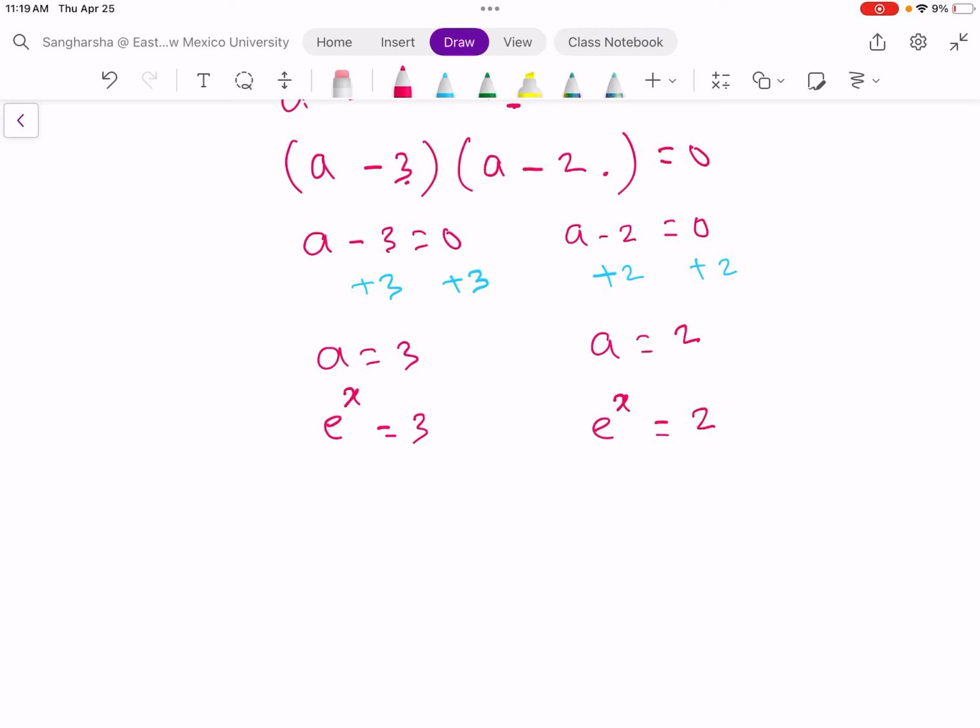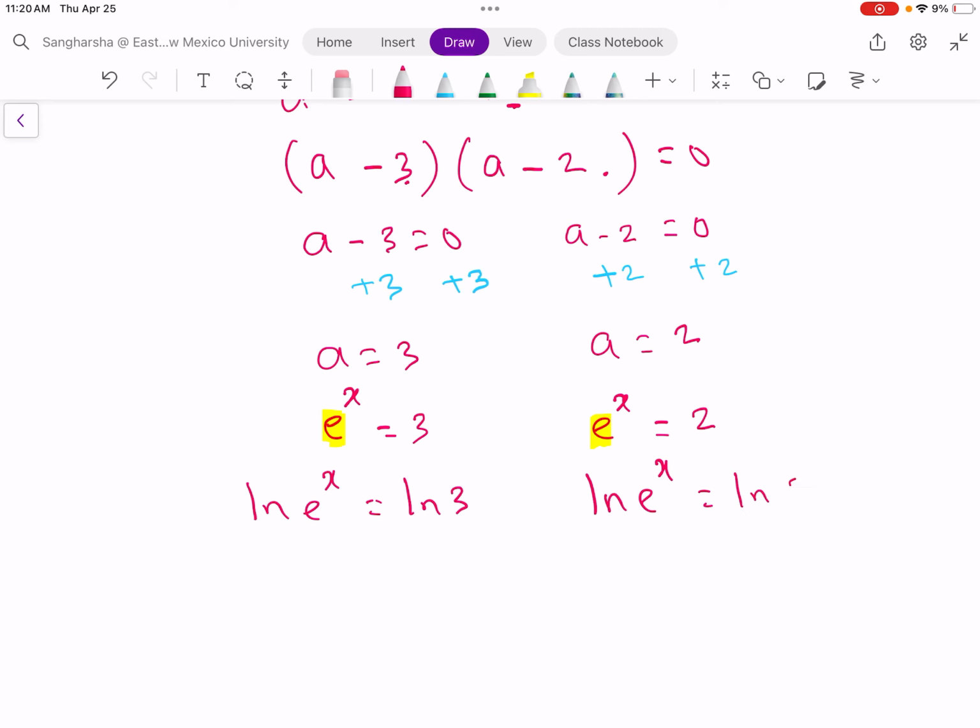Now, what would be the next step here? Can we make the same base on both sides? So we have base e on the left side and 3 on the right side. We can't make the same base, so we apply log now. And what would be the best option to apply, common log or natural log? Natural log, right? So we have base e here. So let's apply natural log, ln, on both sides. So ln on the left side, ln on the right side. The same thing for the next equation, ln on the left side and ln on the right side.